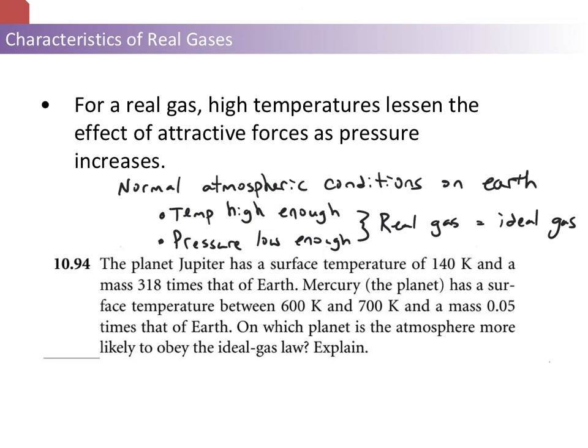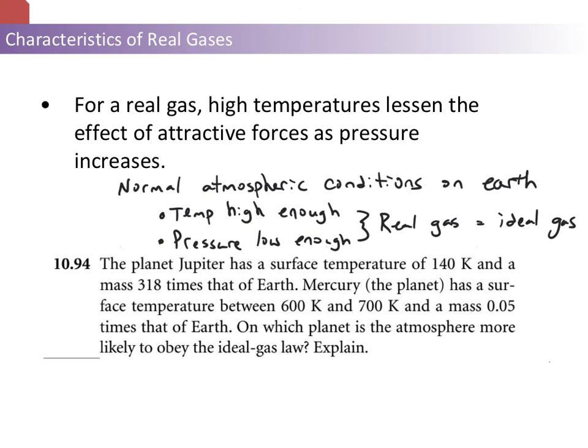Here's a screenshot from one of the questions at the end of the chapter problems in our book. It's not one that we necessarily assigned for our problem set, but this is definitely a question that you'd be likely to experience in an upcoming quiz or test. So let's take a look at this problem. It says Jupiter has a surface temperature of 140 Kelvin. Remember, 0 degrees Celsius is 273 Kelvin, so this is colder than 0 Celsius.